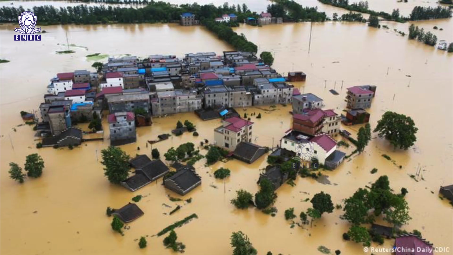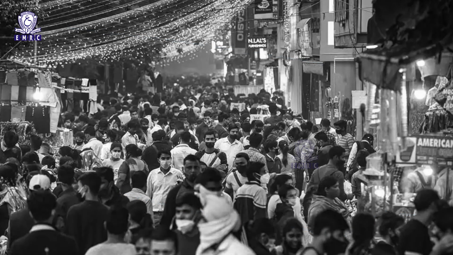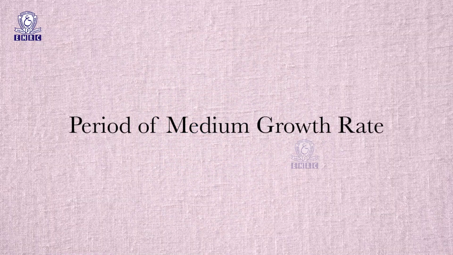The frequent occurrence of natural calamities like droughts, floods, famines, epidemics, and high mortality rate during the 50 years period, that is from 1881 to 1931, the urban population grew at an average annual growth rate of less than 1%. Next, we have the period of medium growth rate.